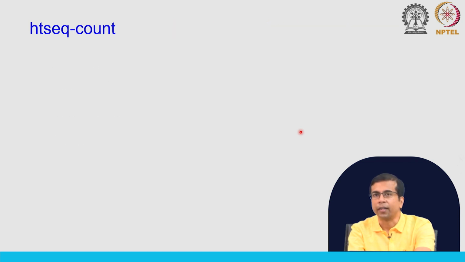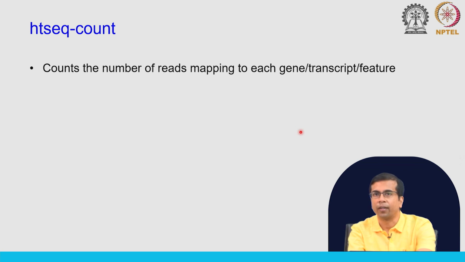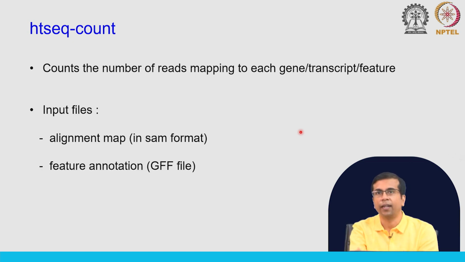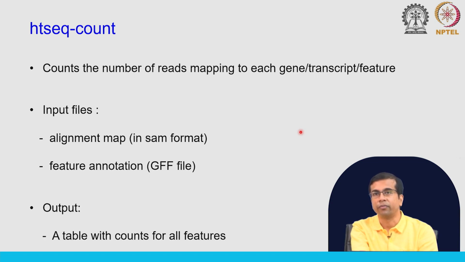HTSeq-count simply counts the number of reads that map to each gene, transcript or feature. This is the simplest of all the tools. It takes the alignment map and the feature file, and it will simply count how many reads map to each gene, transcript or feature. These are the input files: the alignment map in SAM format, and you can give the feature annotation, which is a GFF file or GTF file, and the output you will get is a table with counts for all features. This is a very simple process, we just simply count.